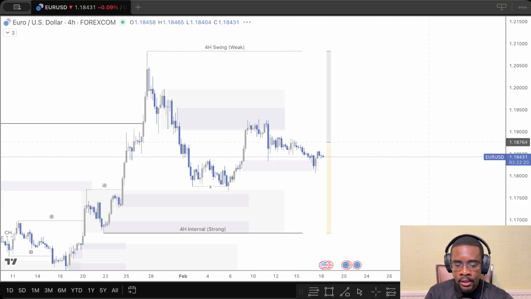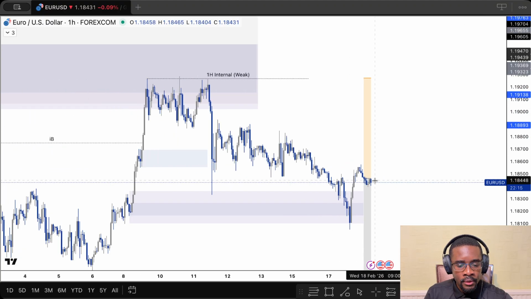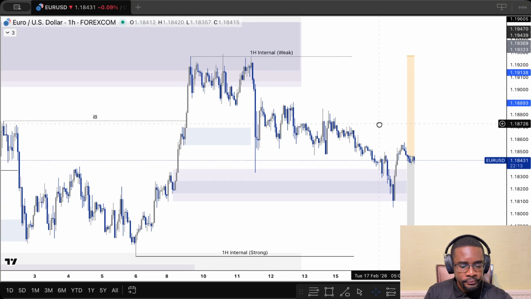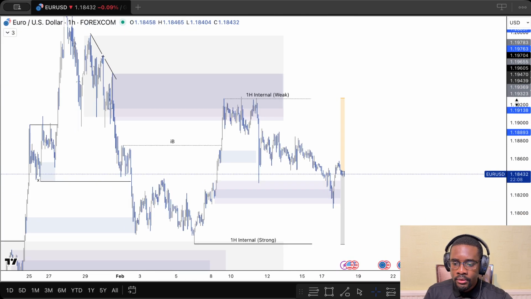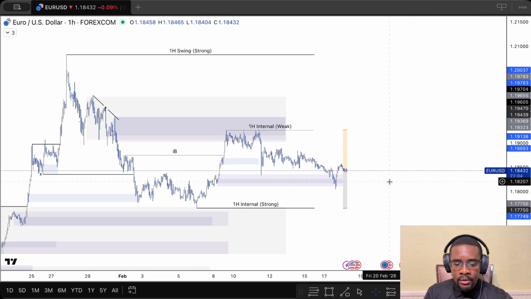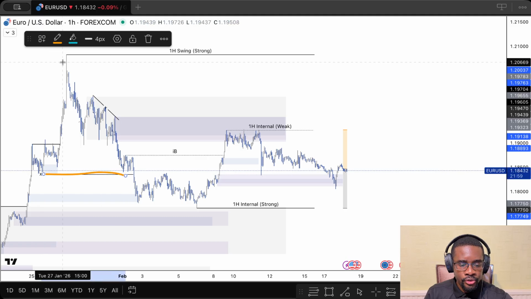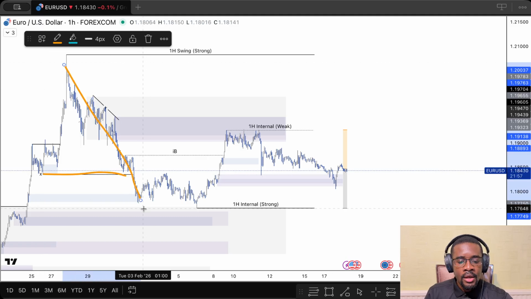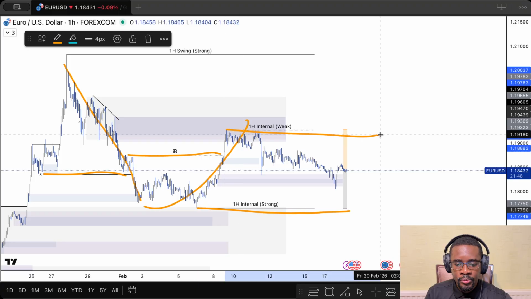And then looking at the 1 hour, this is what we have. So looking at the 1 hour, in general, this is what we're looking at. So 1 hour, we are bearish, so our swing is bearish. Our internal is bullish. This is where we had our internal bullish break of structure, and then this is our internal range that we're in.